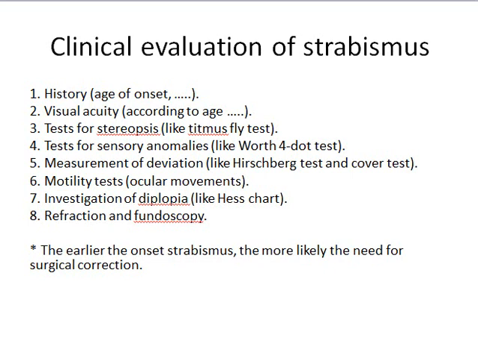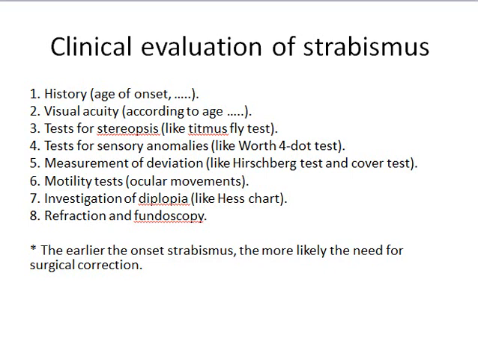Measurement of the deviation by using the Hirschberg test and cover test. Motility test is very important, and we can check if there is any limitation in the ocular motility in any position of the gaze. Also, we investigate the amblyopia by his chart in case of concomitant strabismus or paralytic strabismus. Refraction is very important to exclude any refractive error, and fundoscopy also to exclude an organic lesion.